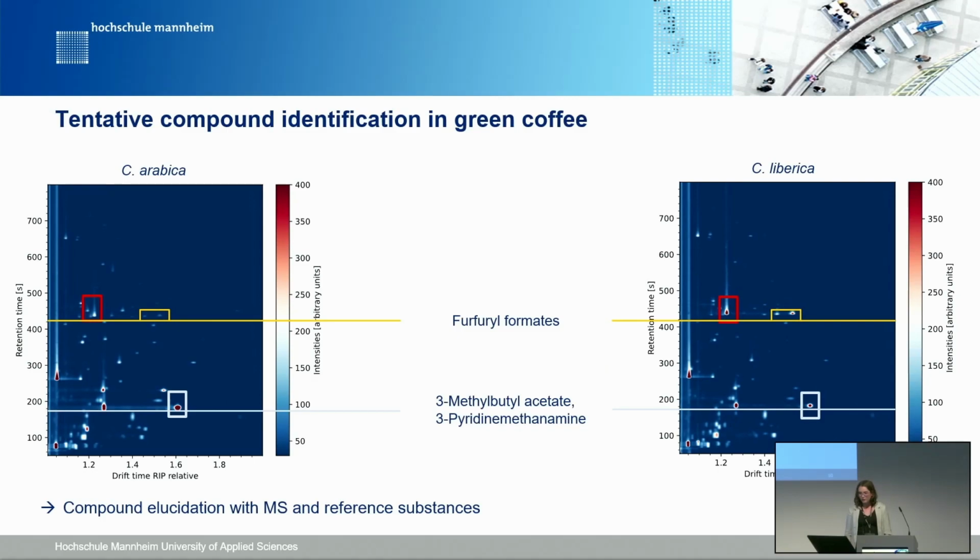And also for the green coffee, I tried this tentative identification, and I saw that those were mostly possible precursors of the products that we see after the roasting. So furfuryl formates, acetates, and also methanamines, which are affected by roasting. But again, here we have to do compound elucidation with mass spectrometry and reference substances for validation and to really see which compounds are making the difference here.